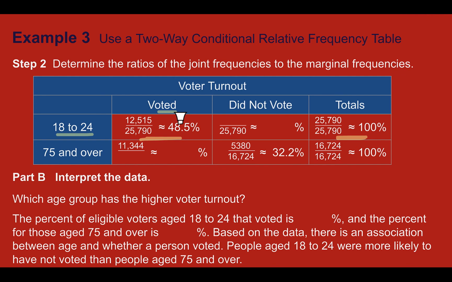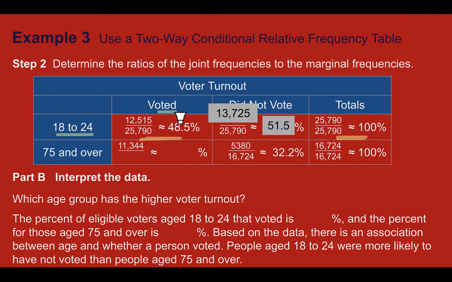So let's figure out what percent did not vote. I'm going to take the joint frequency of those that did not vote, 13,725, divide that by 25,790, and here I get 51.5%. You can check to make sure you're doing things correctly because your total should add up to 100% for whichever marginal frequency you used. Just be careful if you're thinking about the last example and how everything added up to 100%. This does not work the same way. It will be 100% going either across or going down, but usually not both.